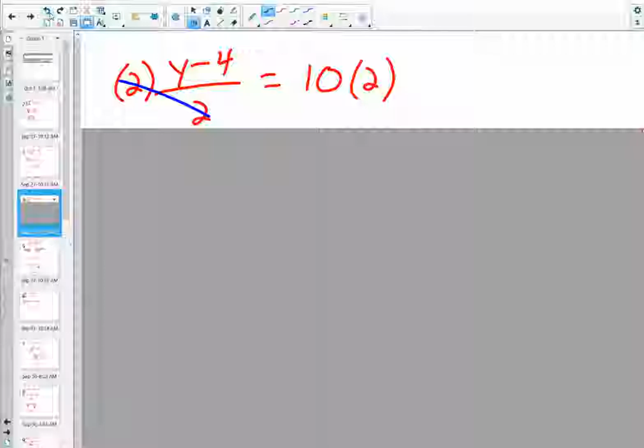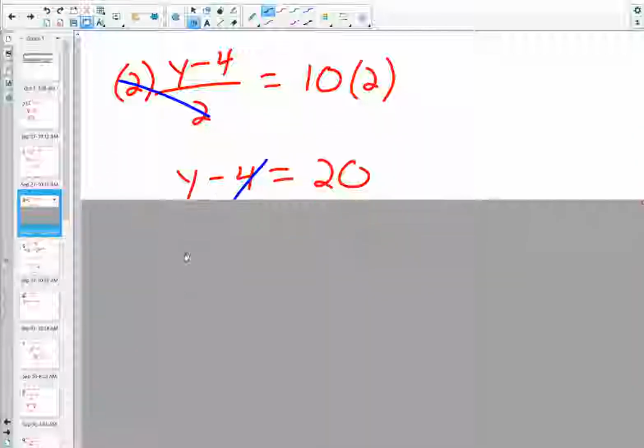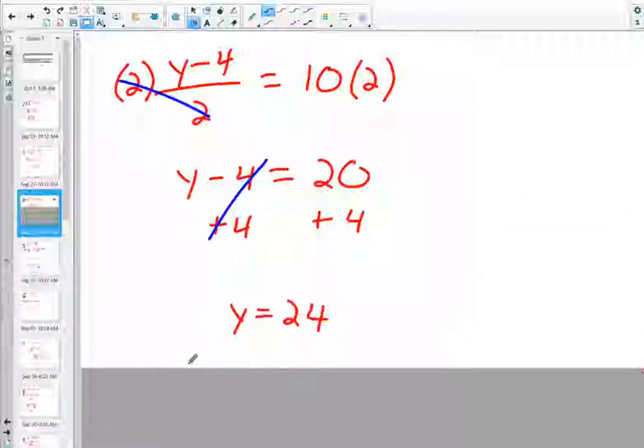The 2's on the left just cancel. Wait a minute. Add 4 to both sides like Raquel likes to do.